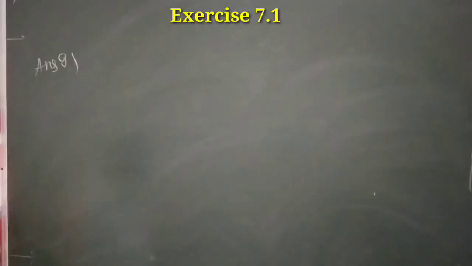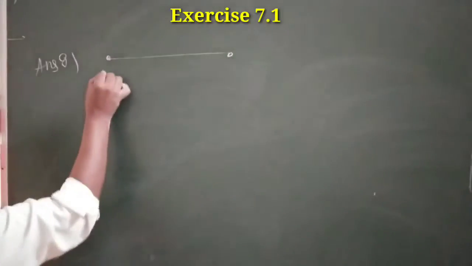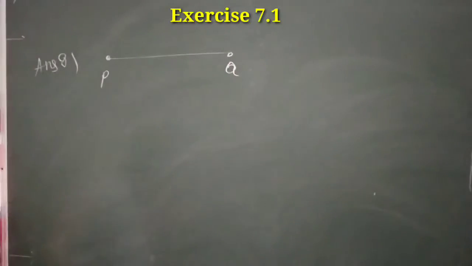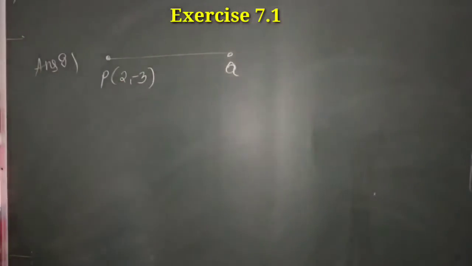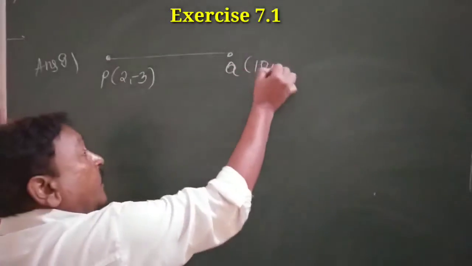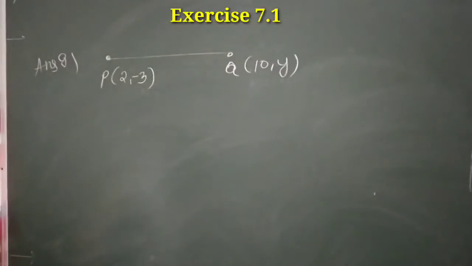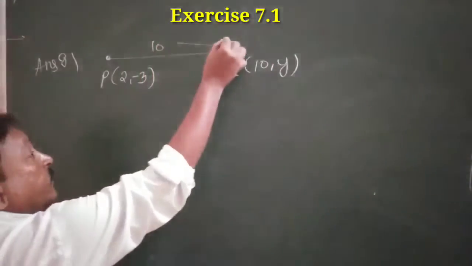Okay students, now see on the board question number 8. What is it saying? It is saying find the value of y for which the distance between the points. Two points P and Q are given to us and the distance between them is 10 units, and we have to find the value of y. First of all we will make a rough diagram. Suppose this is point P, this is point Q, and the coordinates of P are (2, -3) and the coordinates of Q are (10, y). The distance between PQ is 10 units.